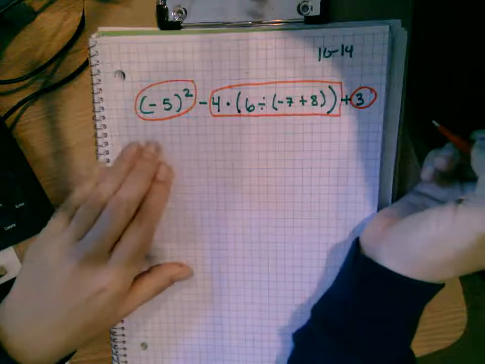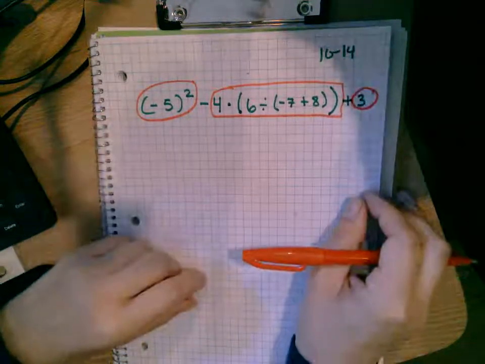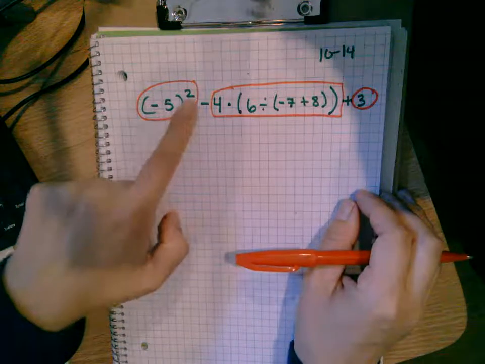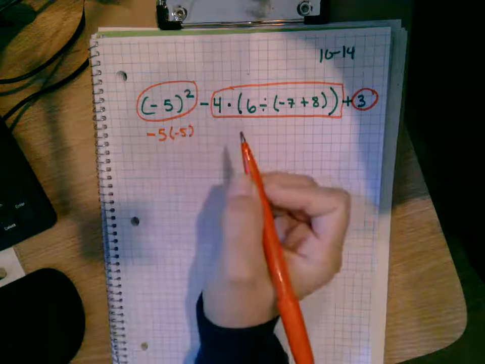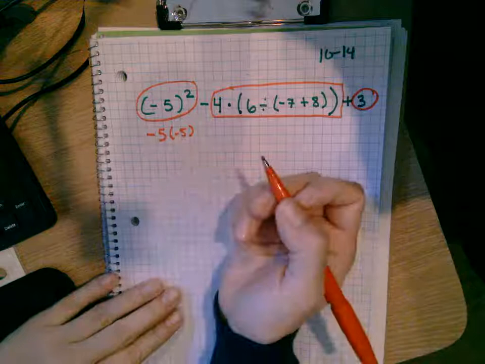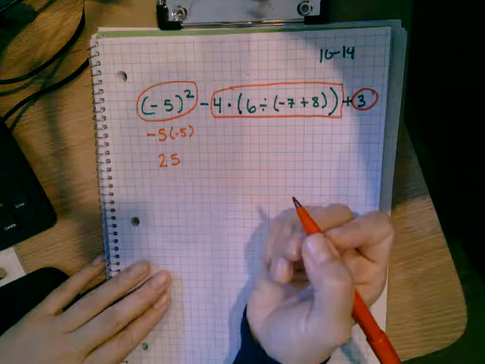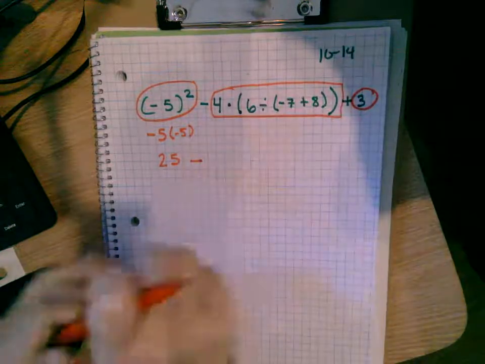So here I have, if you want to do this on your own, you may. You can ignore me. Otherwise, pay attention. So negative 5 squared means negative 5 times negative 5. Negative 5 times negative 5 is equal to positive 25. Okay? Minus whatever this is going to equal.